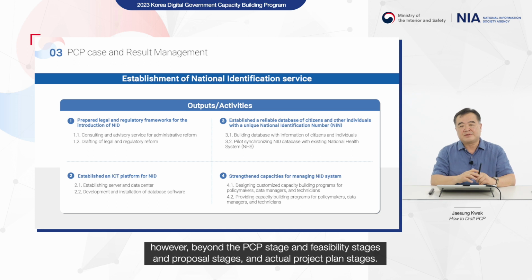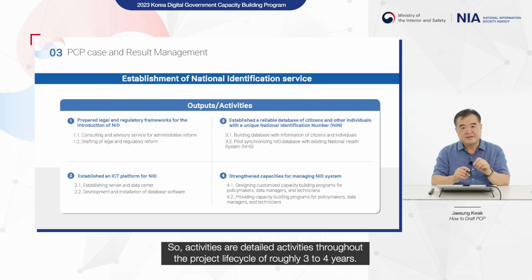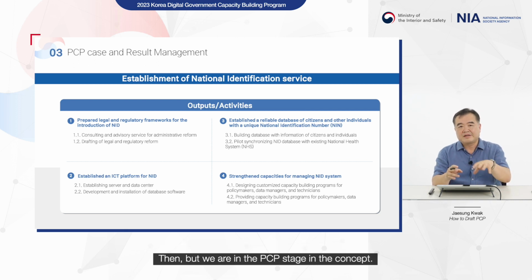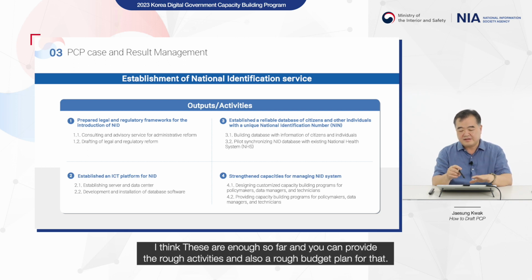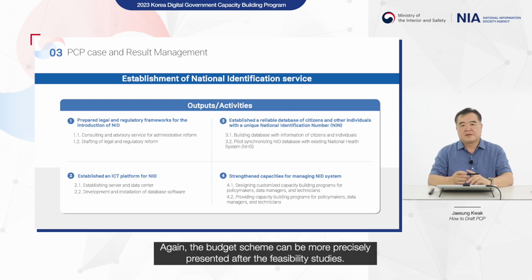However, beyond the PCP stage, in the feasibility stage, proposal stage, and actual project plan stages, you will see those activities illustrated in a much more detailed manner. So activities are detailed activities throughout the project life cycle of roughly 3 to 4 years. But we are in the PCP stage, in the concept. I think these are enough so far, and you can provide the rough activities and also a rough budget plan. You can estimate the budget plan, and then you can make a grand summary. Again, the budget scheme can be more precisely presented after the feasibility studies.